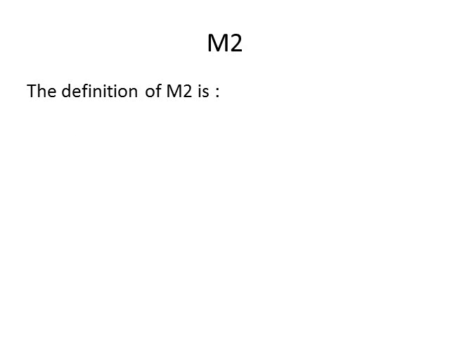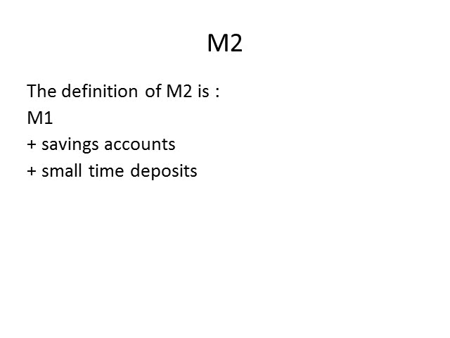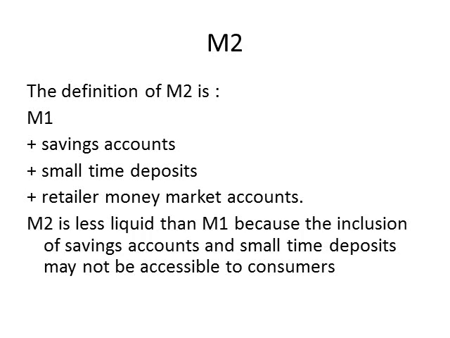The definition of M2 is M1 plus savings accounts plus small time deposits plus retail money market accounts. M2 is less liquid than M1 because of the inclusion of savings accounts and small time deposits. Savings accounts typically are not redeemable on demand. That is to say, the bank or the savings institution can deny you access to your savings account for a fixed period of time. This is usually spelled out in the agreement that you sign when you start up a new savings account.